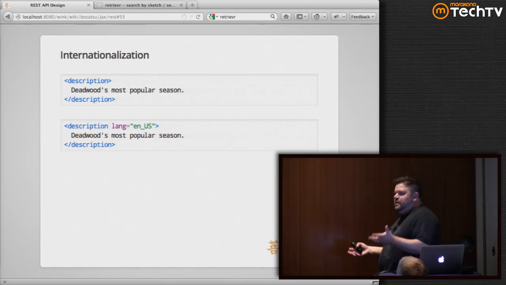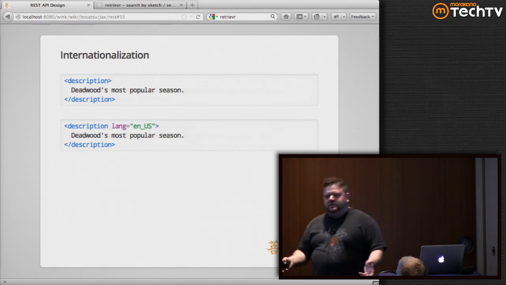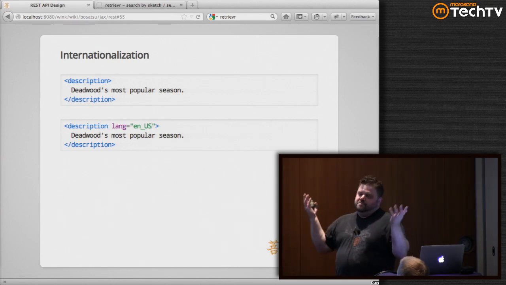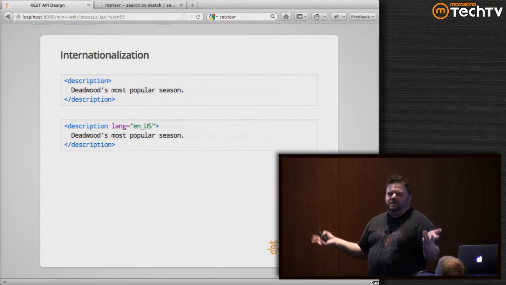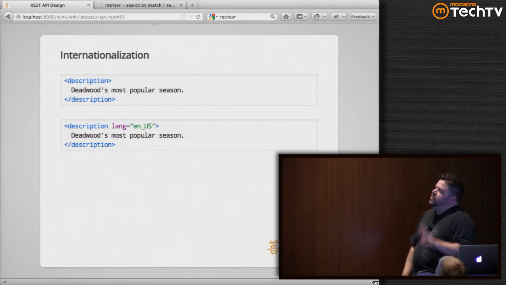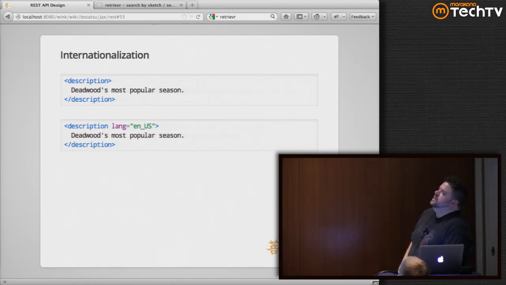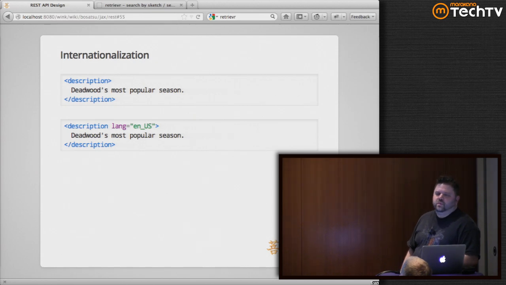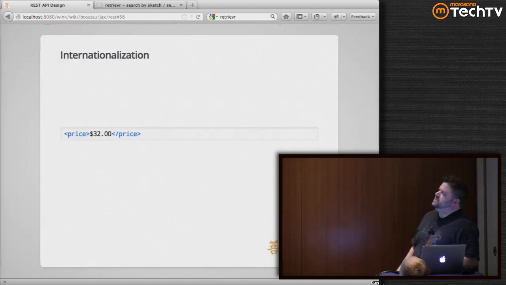If you're targeting Quebec or Los Angeles or something like that, you may have 50-50 French, English, English, Spanish. But don't go crazy on sending down 100 different language encodings for the same element. You're just wasting bandwidth at that point, and we have better ways of handling that.